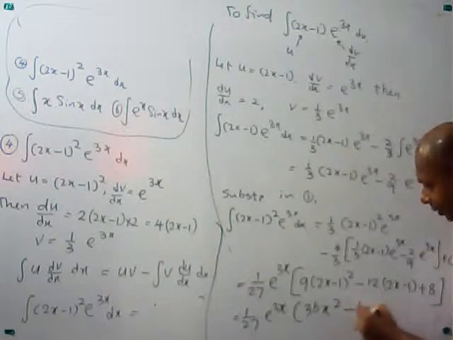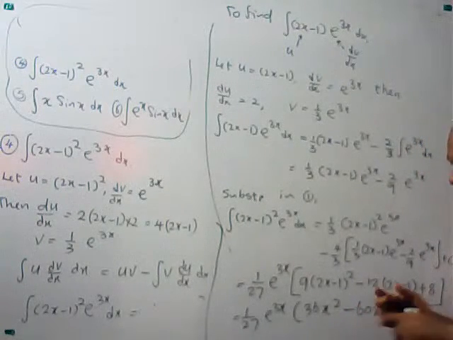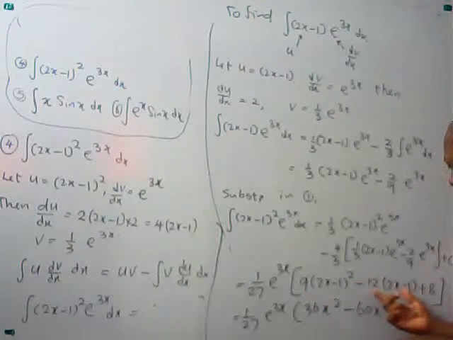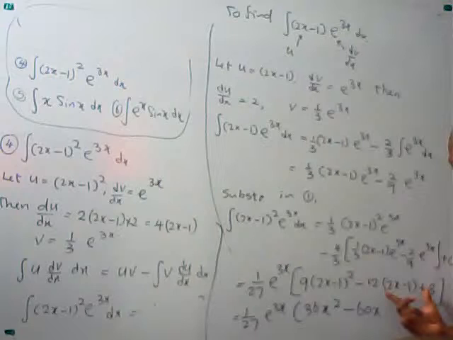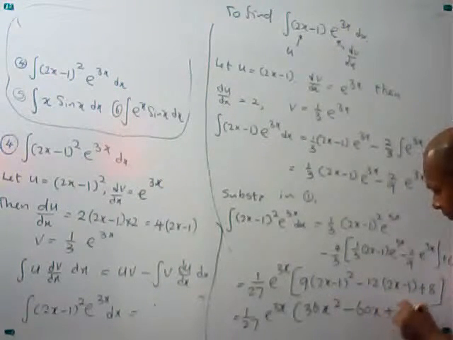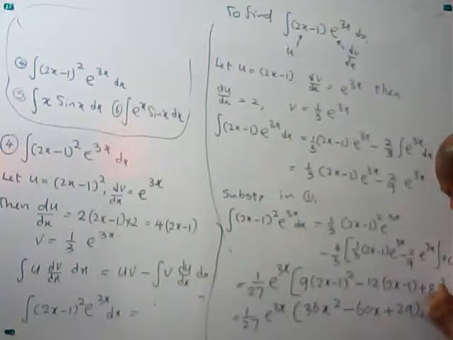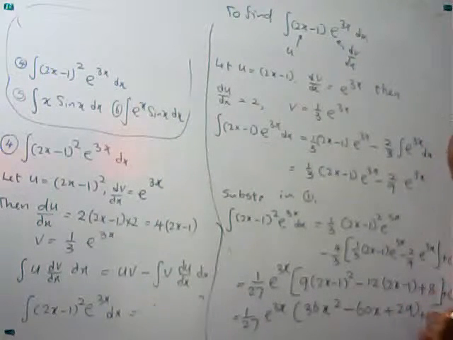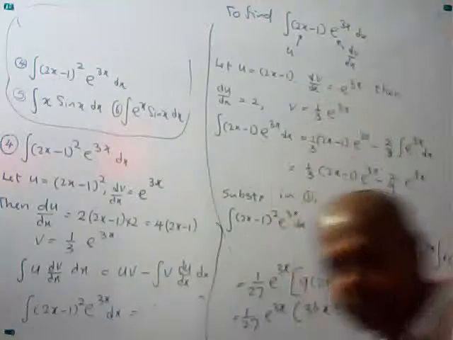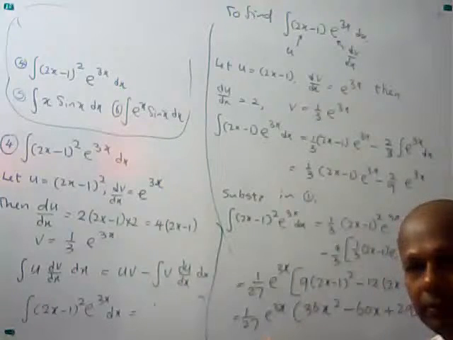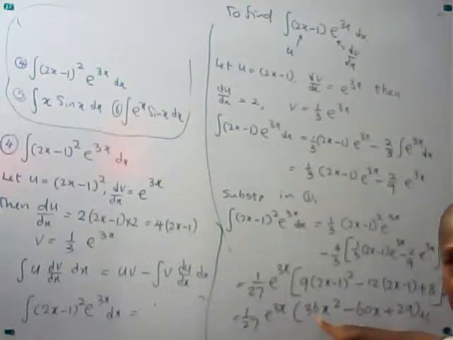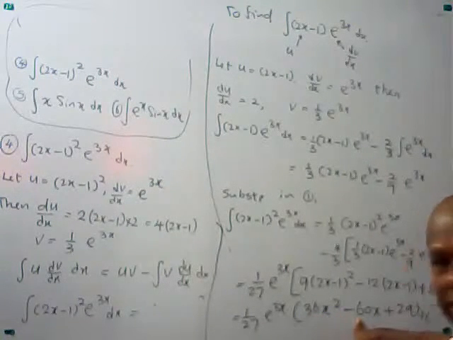Minus 60x and the constant plus 9 plus 12 and plus 8, plus 29. Finally, this is what I get, plus 29 plus c. Don't forget to write plus c. This is my final answer: 1/27 e^3x into 36x squared minus 60x plus 29.